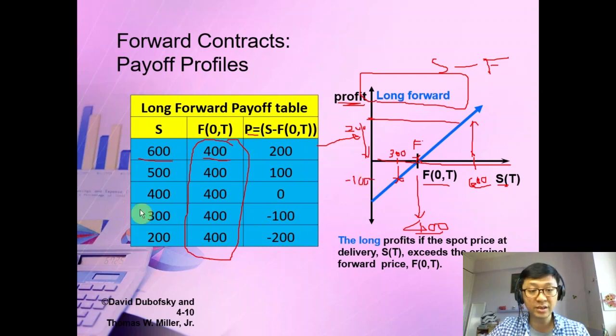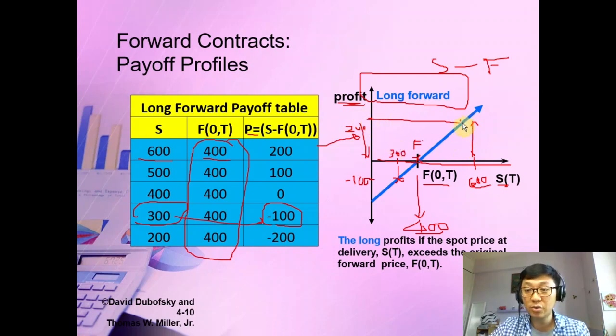So that's where you get this, right? Spot price 300 minus this, so the payoff is minus 100. So you actually lose. You can see that if the spot price falls below the forward price, you have a negative payout. If the spot price, the market price, is above the forward price, you actually get a positive payout.